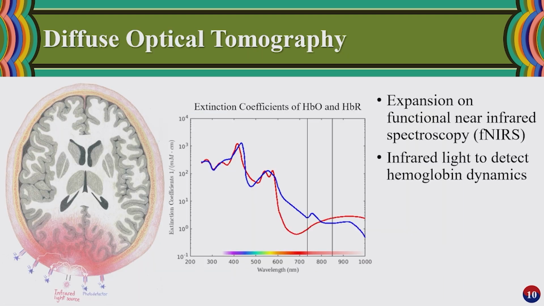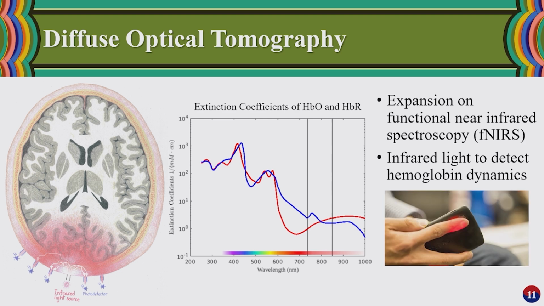Diffuse optical tomography is an expansion on the closely related fNIRS. Infrared light is used to measure the dynamics of hemoglobin oxygenation, and thus the DOT signal is closely related to BOLD fMRI. Though tissue may seem opaque in the visible, in the infrared range, absorption is low and light can travel centimeters into the tissue, though it spreads diffusely. You can test this by putting your finger over a light, and though the short wavelengths are blocked, the long wavelength red and infrared shine through.